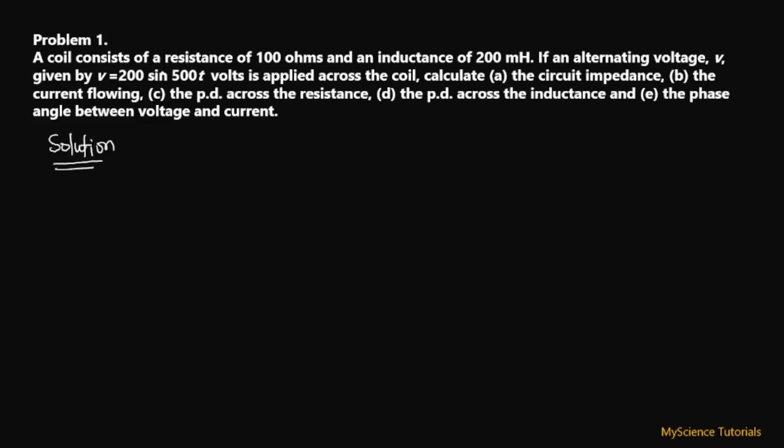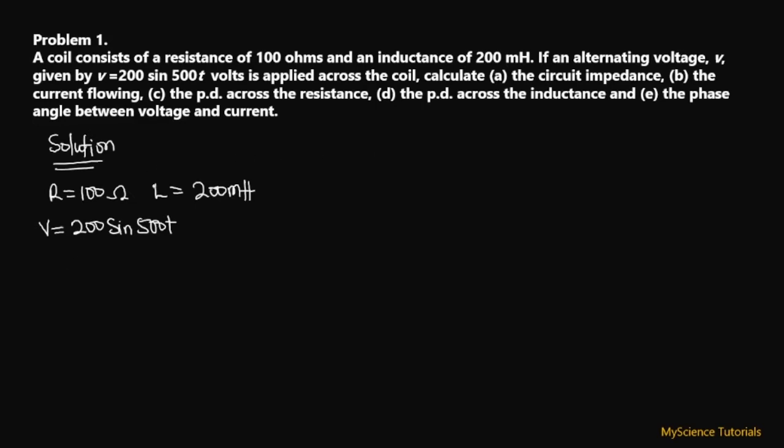All right, so we've been told that our coil consists of resistance. So we have R equal to 100 ohms, and L, which is our inductance, is 200 millihenry. We've been told that the voltage is given in a waveform which is equal to 200 sine 500t, and that is all we've been given, and we've been asked to find the impedance, the current, and all other parameters.